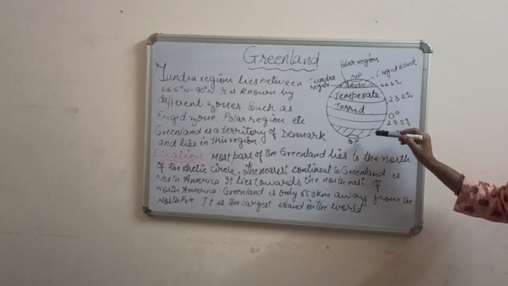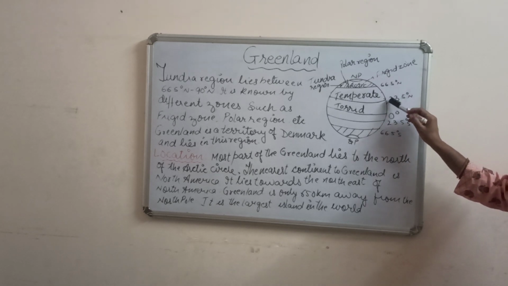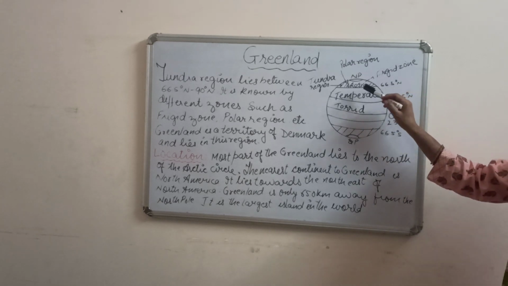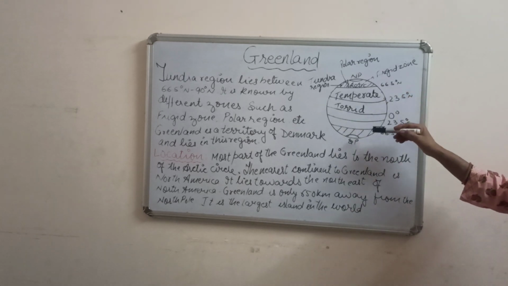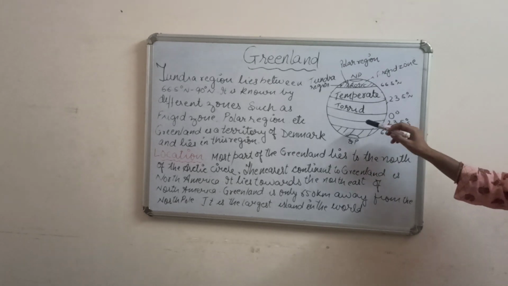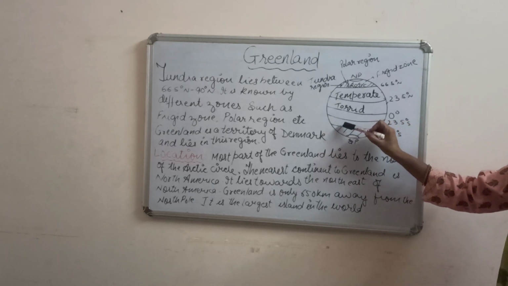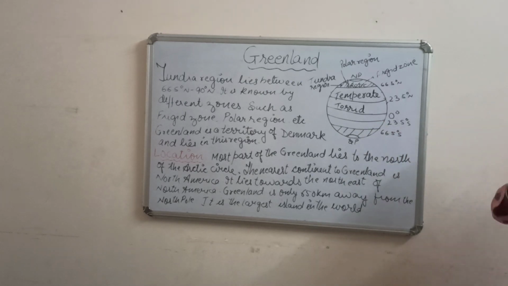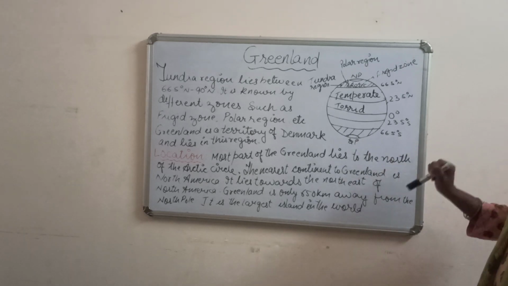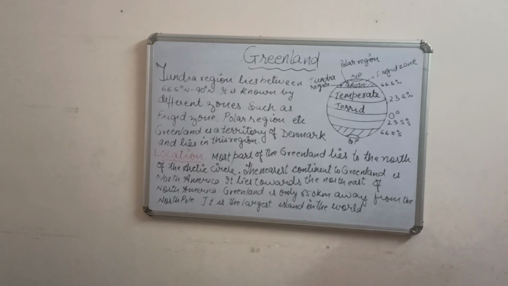The 5 main latitudes of the Earth are 0 degree equator, 23.5 degree north Tropic of Cancer, 66.5 degree north is our Arctic Circle. Similarly, when we come to the southern hemisphere, we know that 23.5 degree south is the Tropic of Capricorn, 66.5 degree south is your Antarctic Circle.